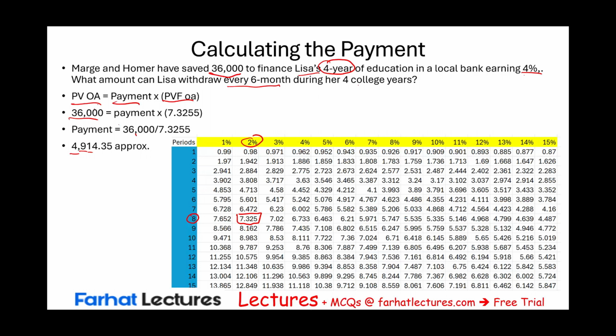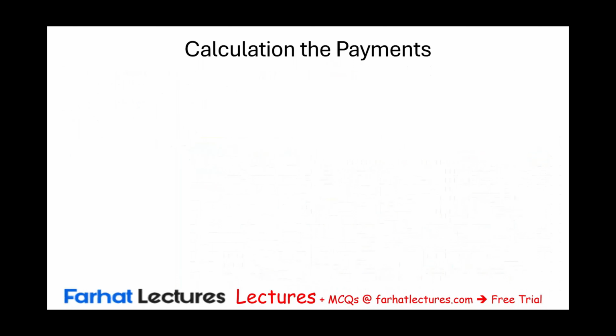Simply put, what I am saying is Marge and Homer can put this money today at this bank. This bank would pay 4%, and every 6 months, Lisa can withdraw $4,914. If you don't believe me, let me prove it to you. Let me show you the computation.